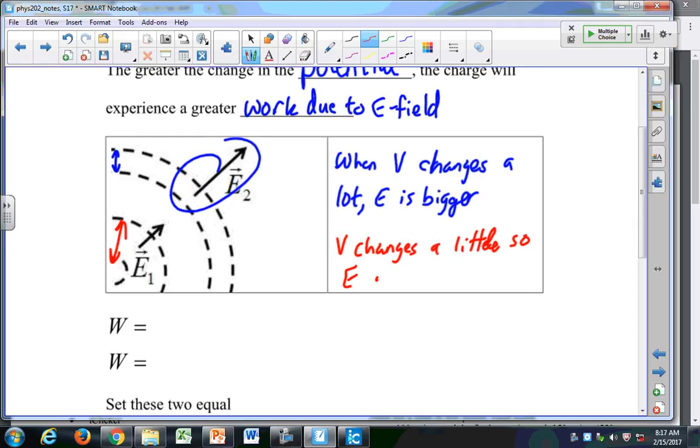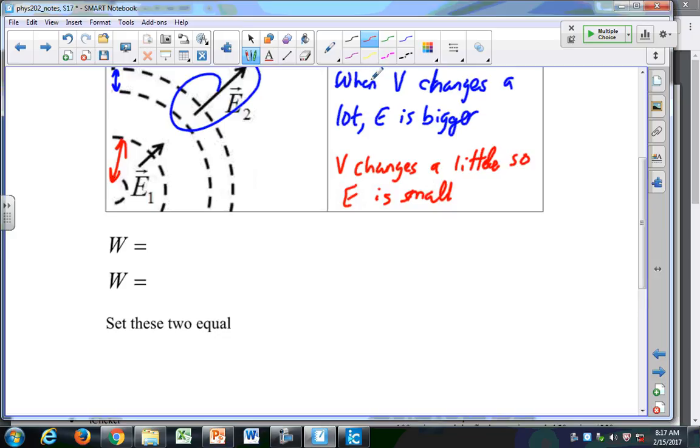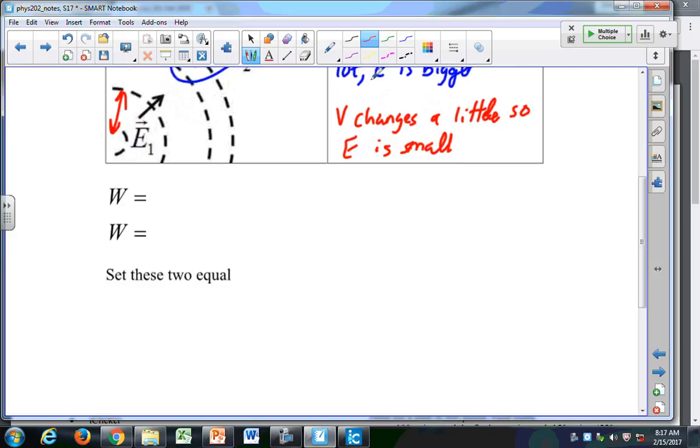So the electric field is small. All right? So we can do a quick little derivation. We can say that the work is equal to the negative q dV. That's sort of our definition of work. And work is also equal to F dot d. Don't worry about the derivation. I'm just showing you, since some of you are interested in this. So if you set these two equal, minus q dV is equal to F dot d.